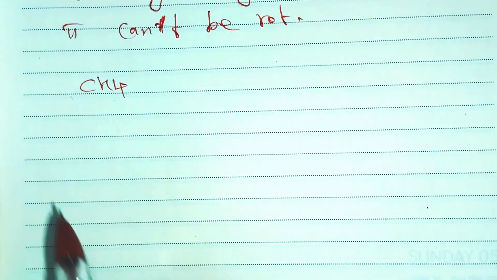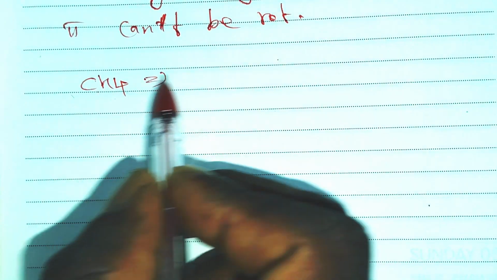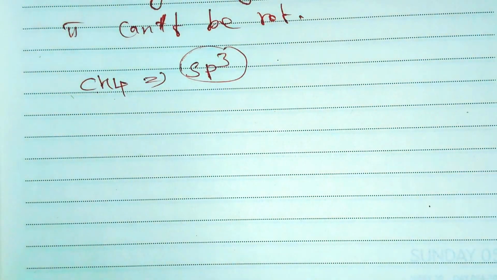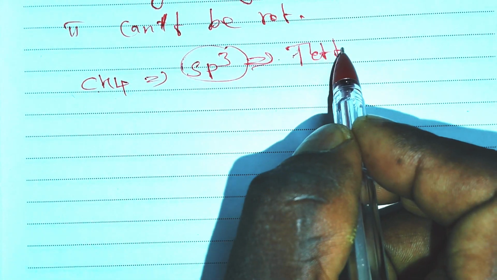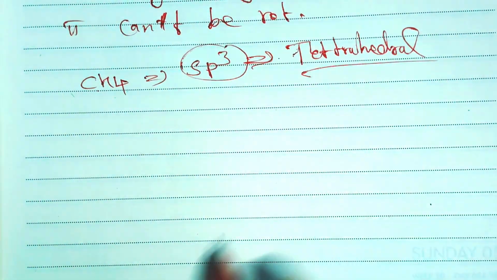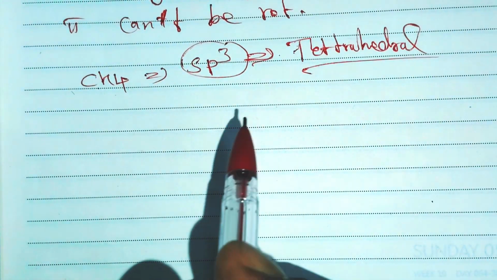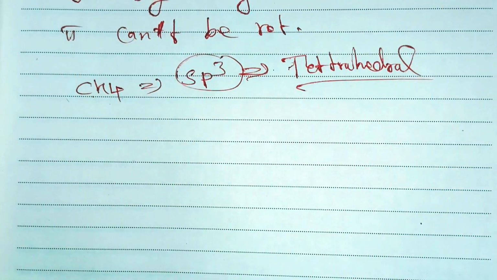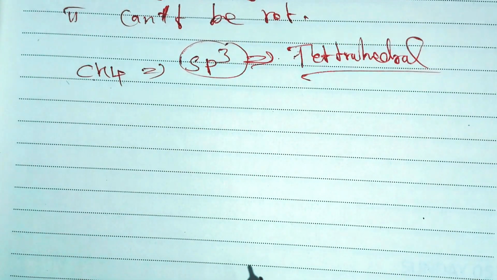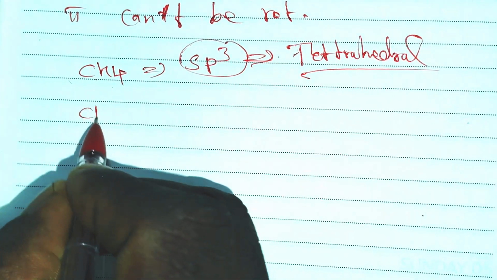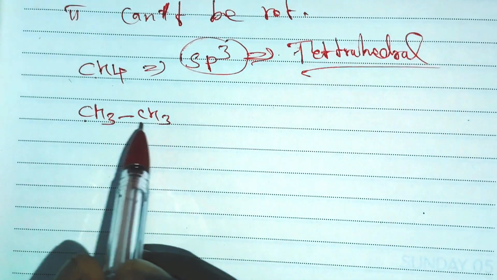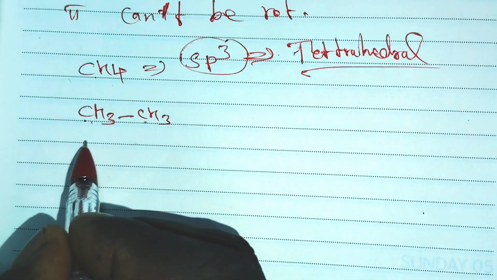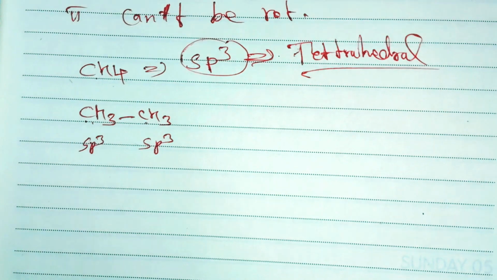Next, see the CH4 molecule. Here the carbon has sp3 hybridization. sp3 means the geometry is tetrahedral. So whenever a carbon has sp3 hybridization, that carbon has tetrahedral geometry. See CH3-CH3: from here, each carbon has sp3 hybridization. This carbon has sp3, this carbon has sp3.